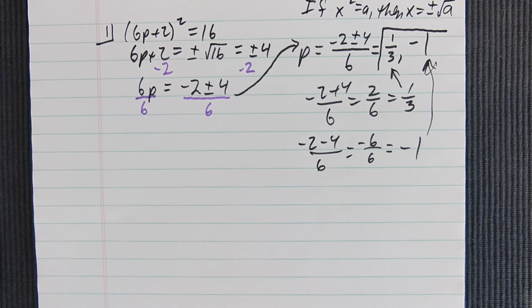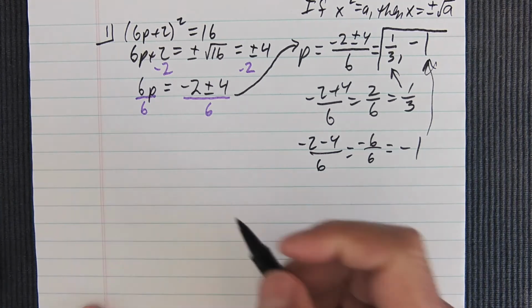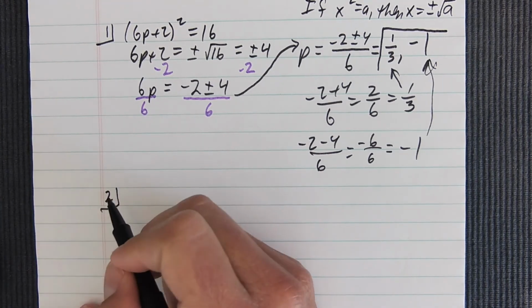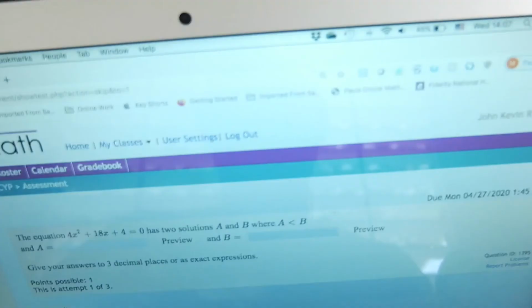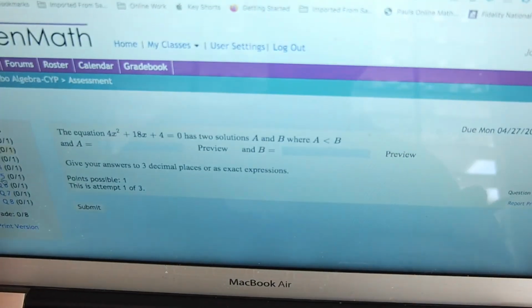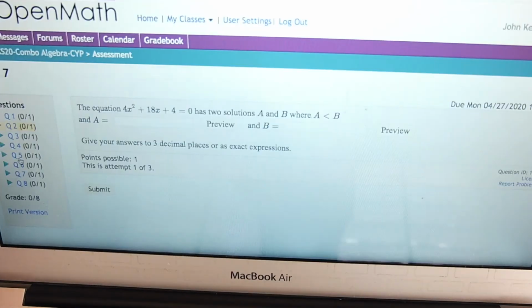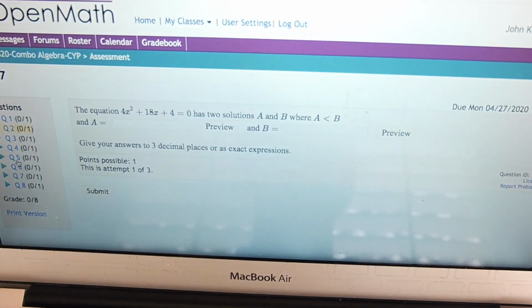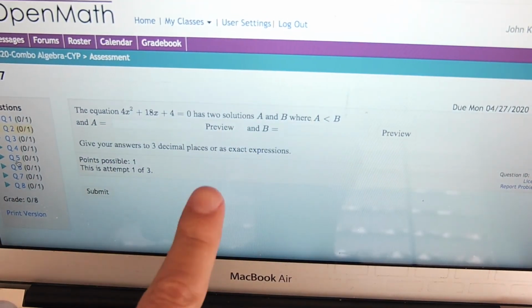Any questions there I can help with? It's pretty straightforward, nothing too fancy. I'd like to move on to problem 2 unless there's a question. All right, number 2. And it's 16, of course it's divided by 4, yeah. So here's number 2.